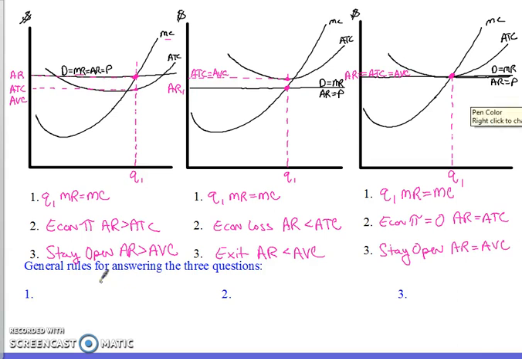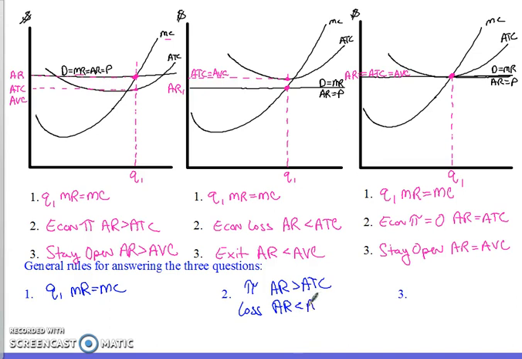All right, so let's write down the general rules that we can conclude from this. General rule number 1 is that the firm will produce in the long run. Remember, this is long run analysis. The firm will produce at Q1 where the marginal revenue equals the marginal cost. Number 2, the firm is operating at a profit if the average revenue is greater than the average total cost. The firm is operating at a loss if the average revenue is less than the average total cost.